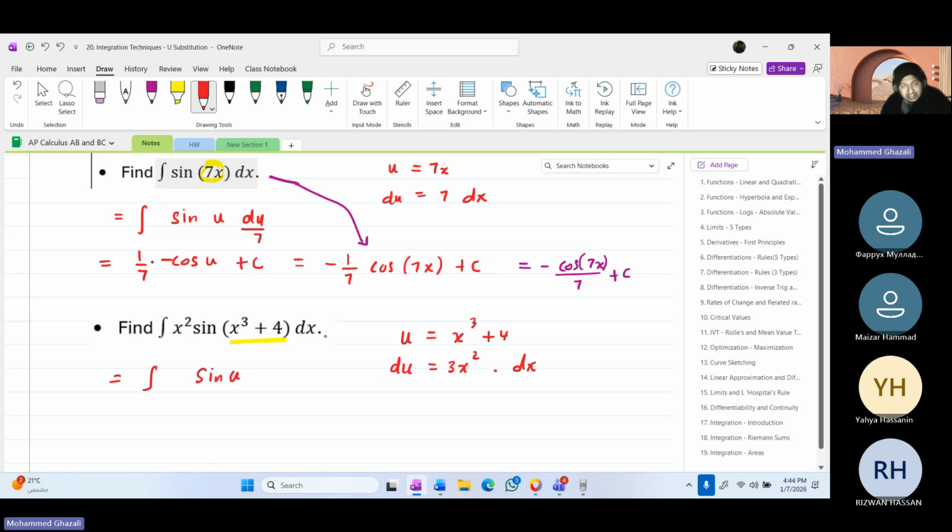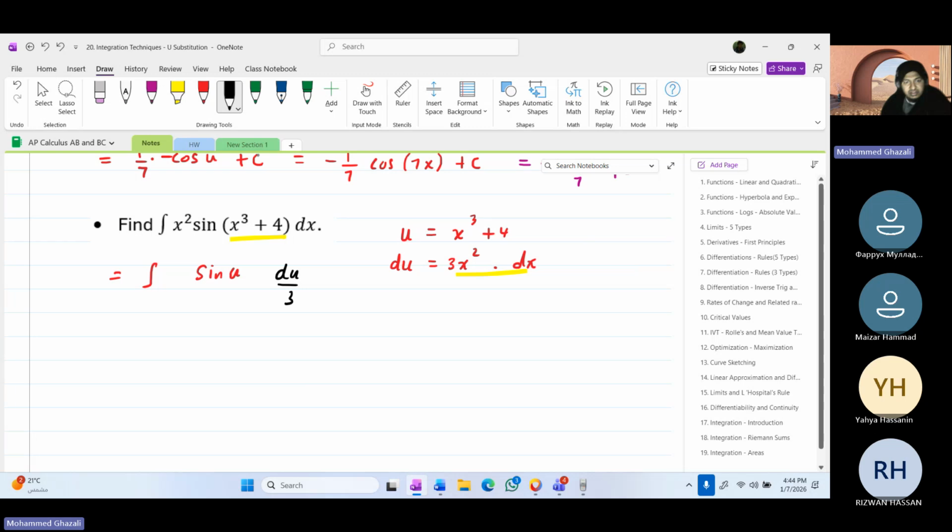What is x squared dx? That's just du over 3. And this is basically elementary stuff, right? So now if you integrate this, take the 1/3 out. What's the integral of sine u?